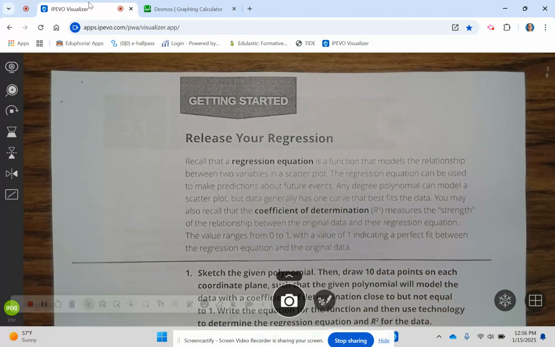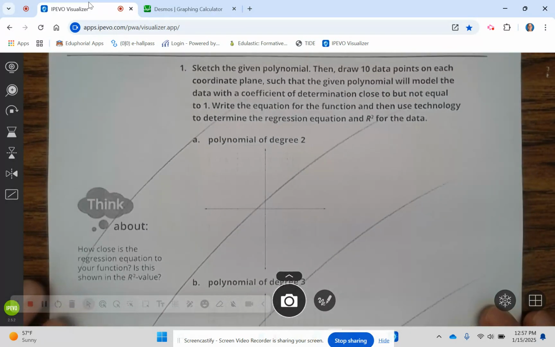Getting started. Recall regression. Recall that a regression equation is a function that models the relationship between 2 variables in a scatter plot. The regression equation can be used to make predictions about future events. Any degree polynomial can model a scatter plot, but data generally has one curve that best fits the data. You may also recall that the coefficient of determination, r squared, measures the strength of the relationship between the original data and the regression equation. The values range from 0 to 1, with the value of 1 indicating a perfect fit between the regression equation and the original data. All right, go ahead and mark out the rest of the page.